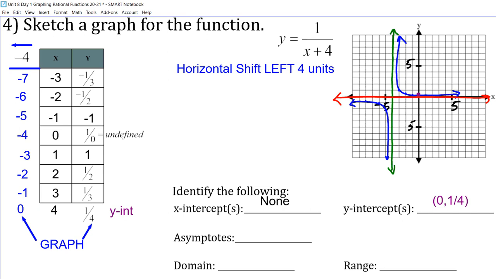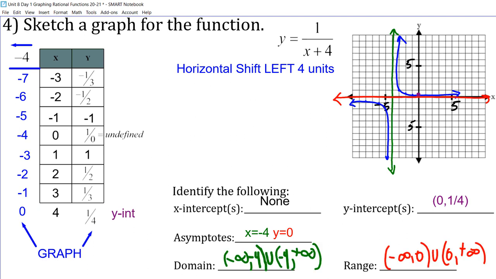Again, to recap your asymptotes, you have a vertical asymptote now at x equals -4, and the horizontal was unchanged at y equals 0. Because of this shifting, that impacted your domain. So again, we're using all the values less than -4 and greater than -4, not -4. The range was unchanged. We're using everything less than 0 and greater than 0, not 0.